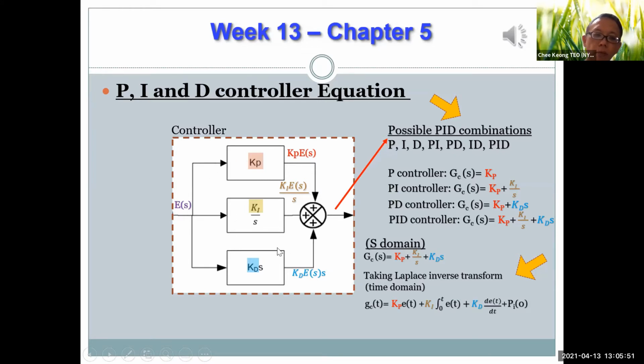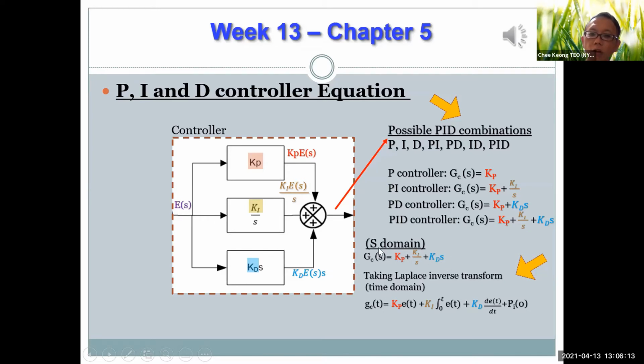Then the other two paths will be eliminated. So for the equation, you don't have to include Ki over S and you don't have to include Kd over S. Just Gc(s) equals Kp. That's what we mean. So if you choose a PI controller, on the other hand, you have to include this path, Kp, and you have to include this path, Ki over S. But Kd, no need, right?